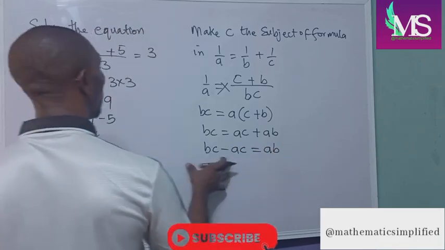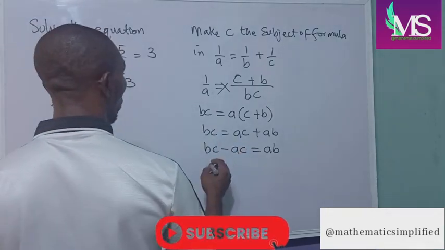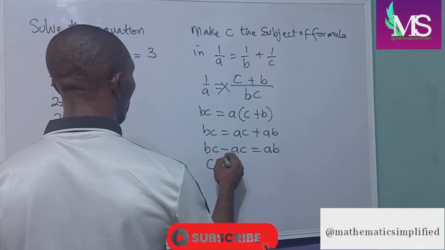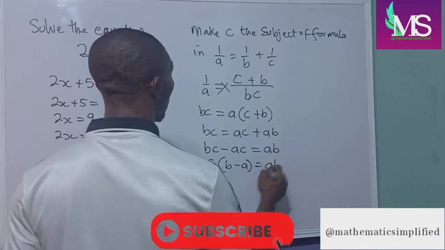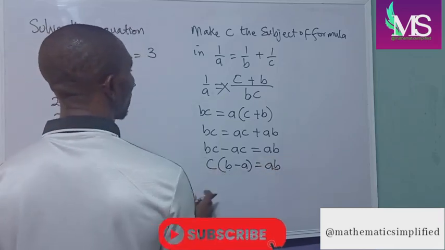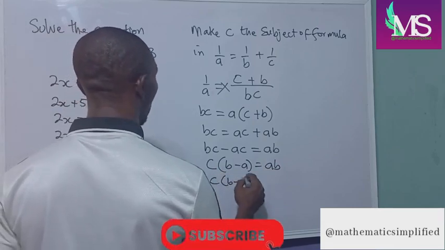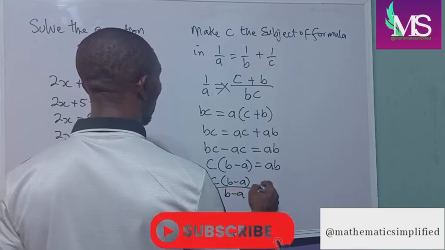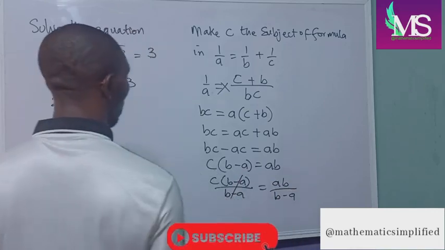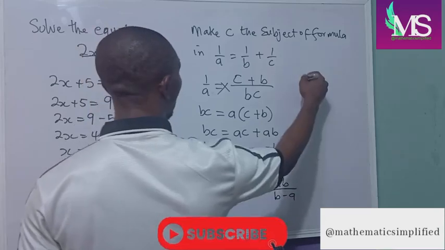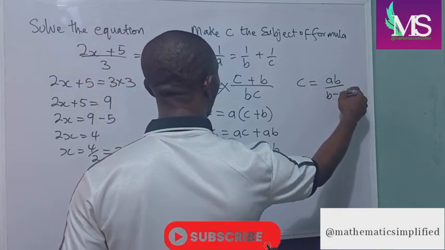Now, having this, we can factorize C out as our common term. This becomes C(B - A) = AB. So with this, we can divide both sides by B minus A. So C(B - A) over (B - A) = AB over (B - A). So this cancels out, leaving us with C = AB over (B - A).